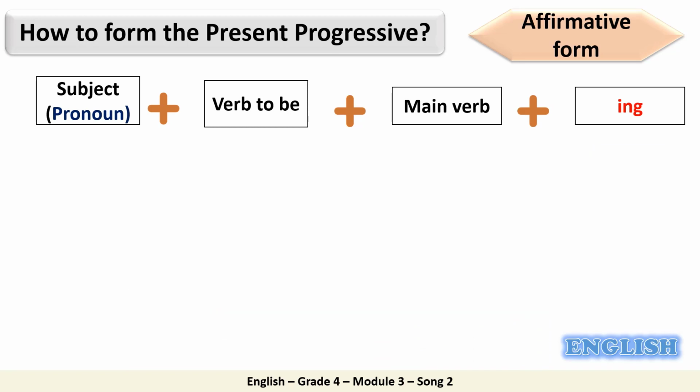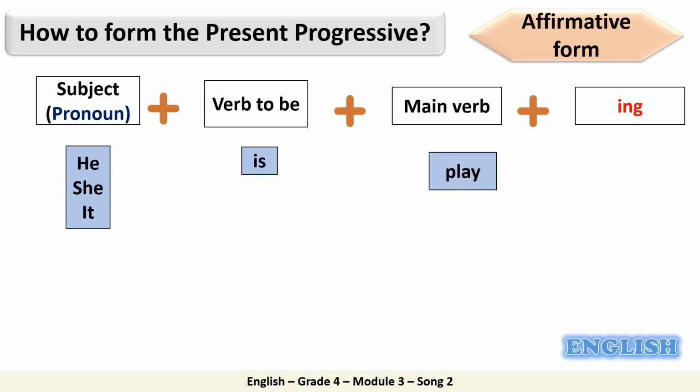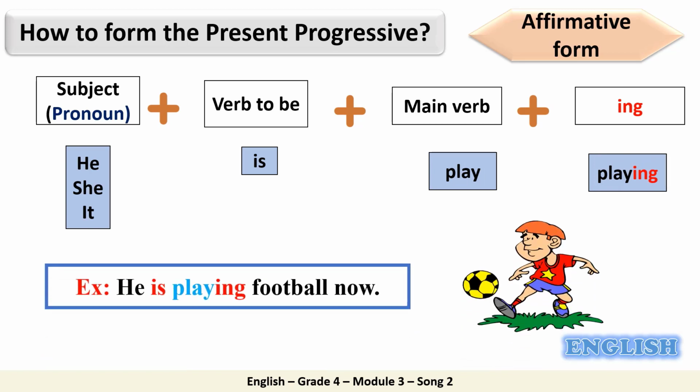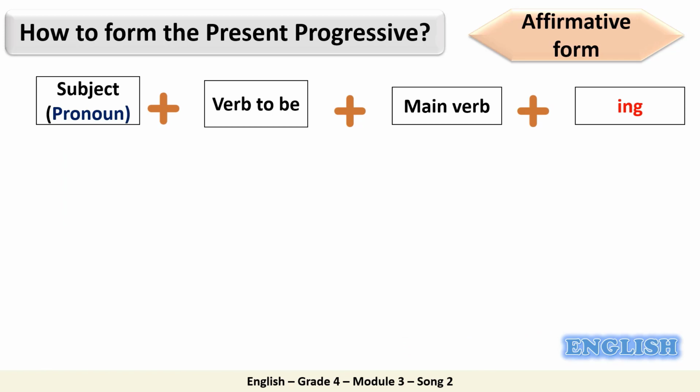Let's move to the pronouns he, she, and it. What is the correct form of verb to be that comes with he, she, and it? Is. Excellent. And the main verb, play, and finally the ing. Let's see the sentence. He is playing football now.